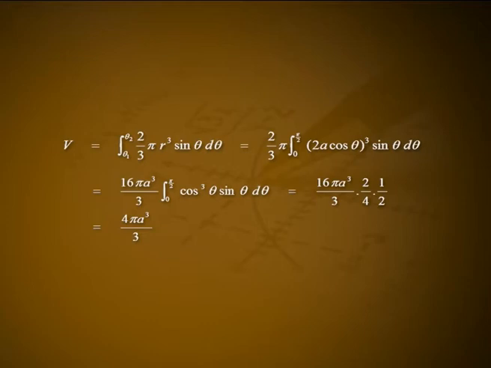that is equal to (16π a³/3) ∫ from 0 to π/2 of cos³θ sin θ dθ, which is equal to (16π a³/3) × (2/4) × (1/2), which is equal to 4π a³/3.